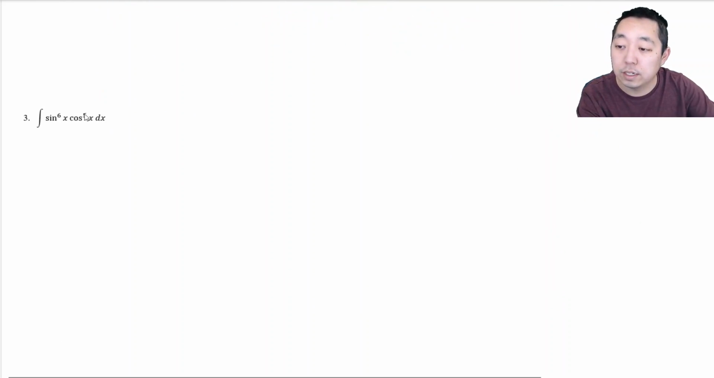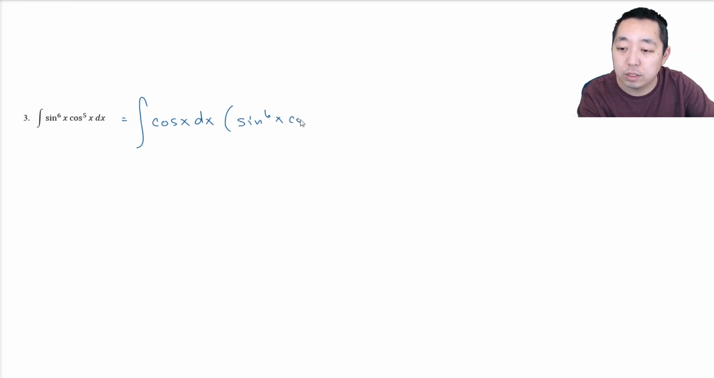So again here, odd power, I'm going to pull out a cosine x. So this is going to be the integral of cosine x dx, because that's going to be my du. And then since I pull out a cosine x, I have sine to the sixth x cosine to the fourth x. And so in this case, u is going to be sine x, because the du is going to be cosine x dx. Right, so this is going to be my du.